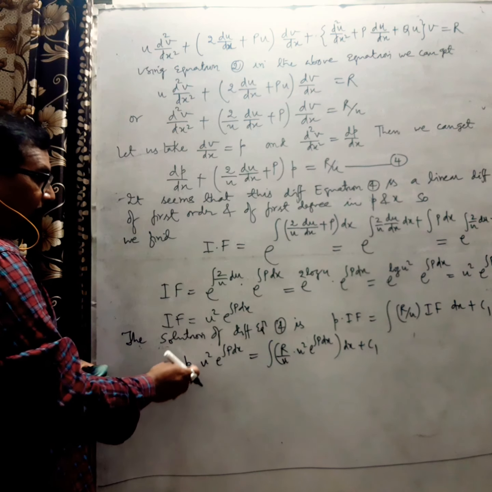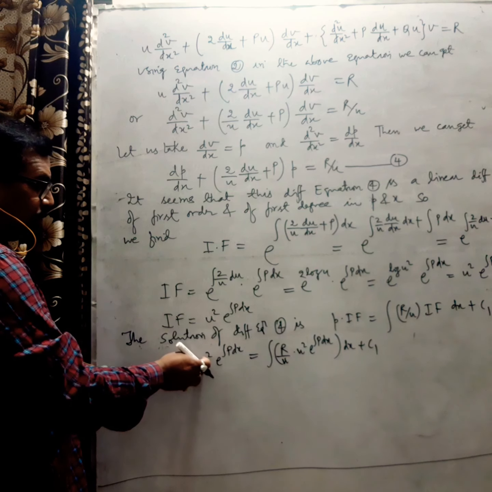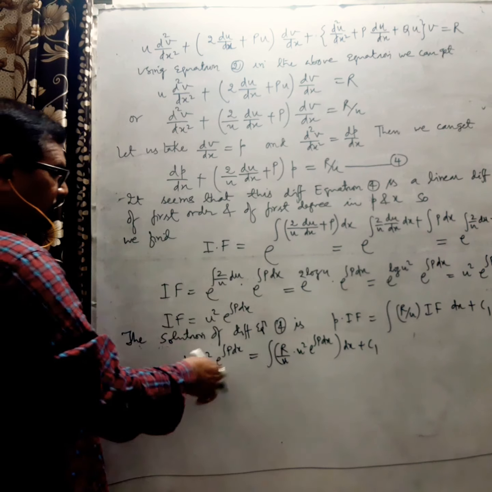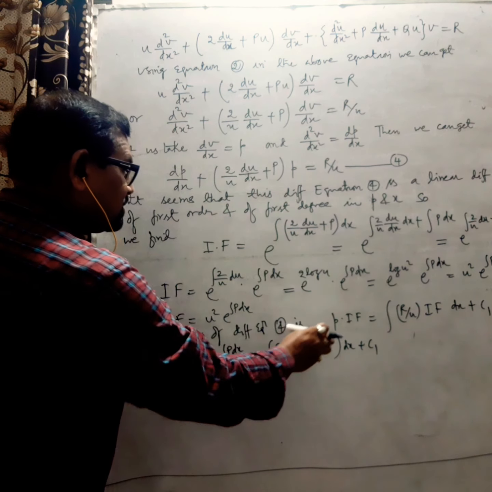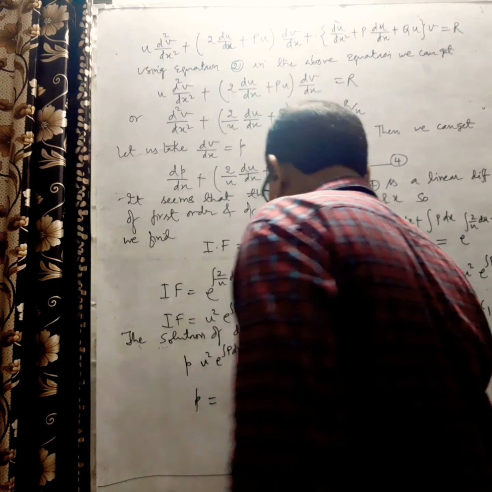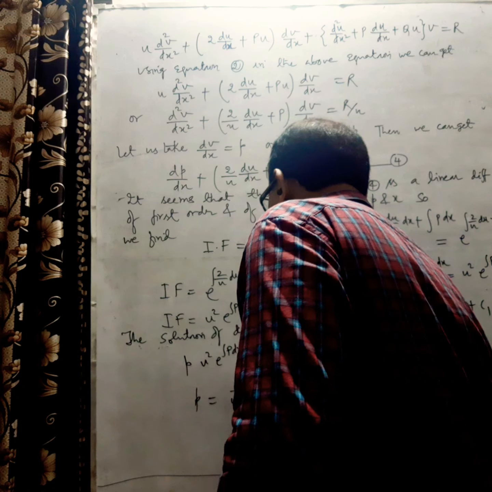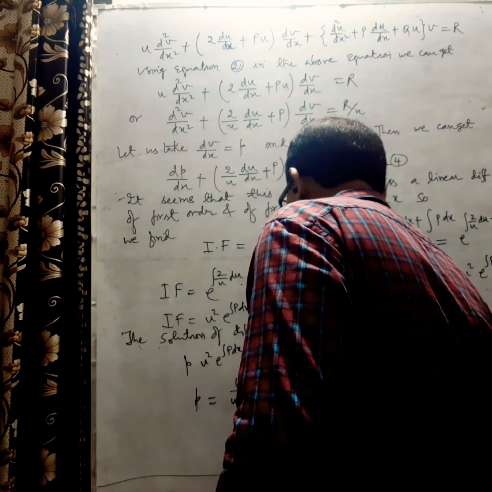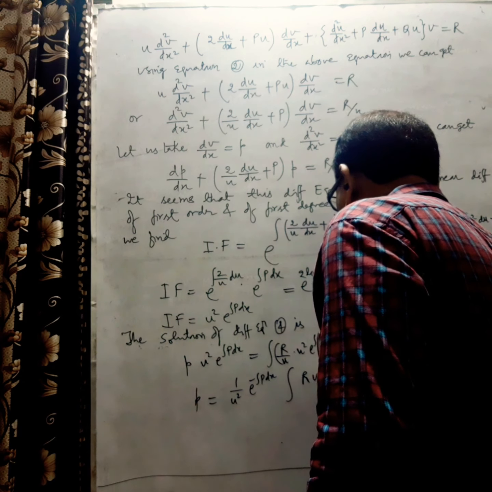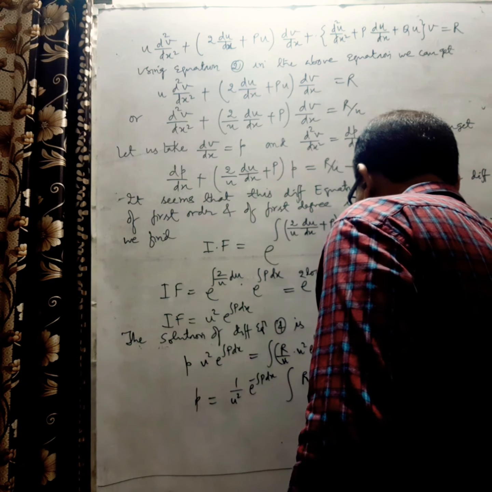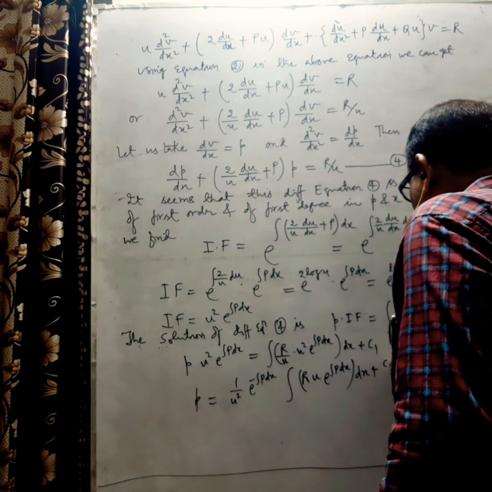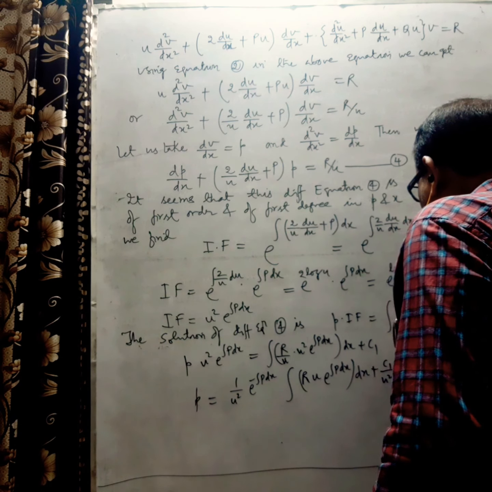So when we transpose from u square e to the power integral p dx, when we send this from the left hand side to the right hand side, you will find here small p is equal to 1 by u square e to the power minus integral p dx, and integration of r u e to the power integral p dx into r dx plus c1 upon u square e to the power integral minus p dx.